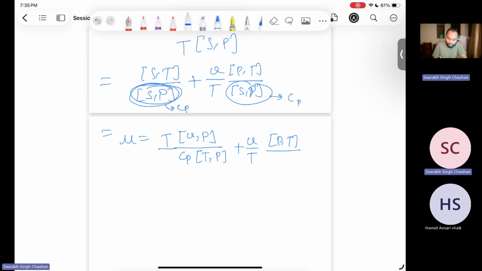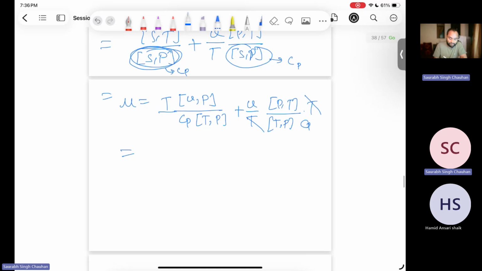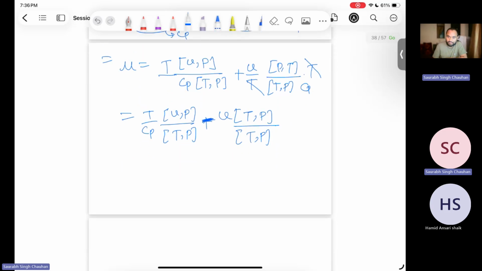And again, (∂S/∂P)_T, so we can use the definition of Cp. So it will be Cp, T divided by T, okay. The T and T cancel out. So we will be left with T by Cp, (∂V/∂T)_P, plus V, (∂T/∂P)... and let us flip the sign. So we will get a negative sign there. Okay, so now T and T are at the same place.